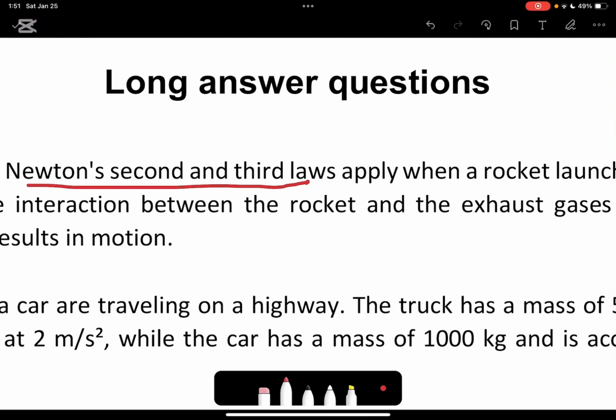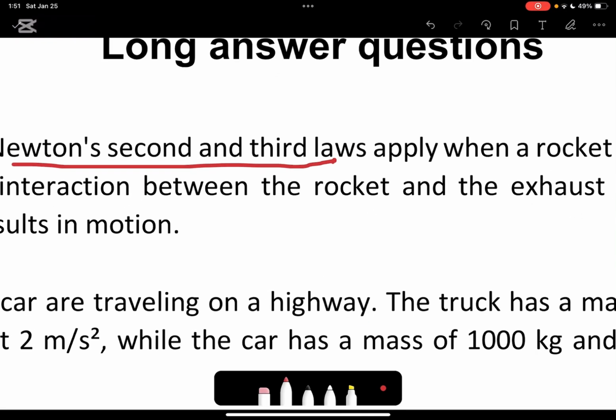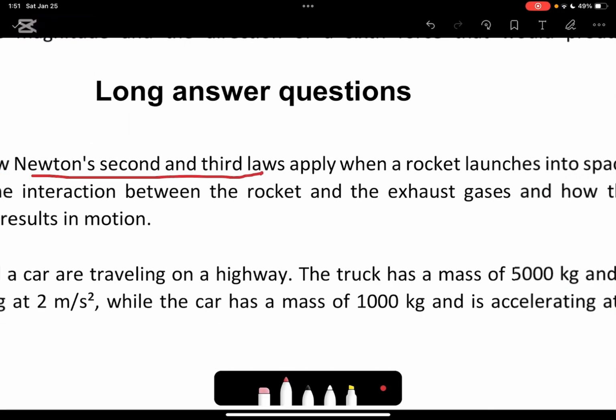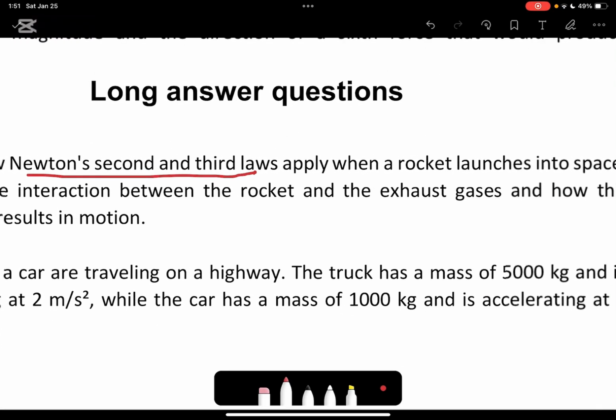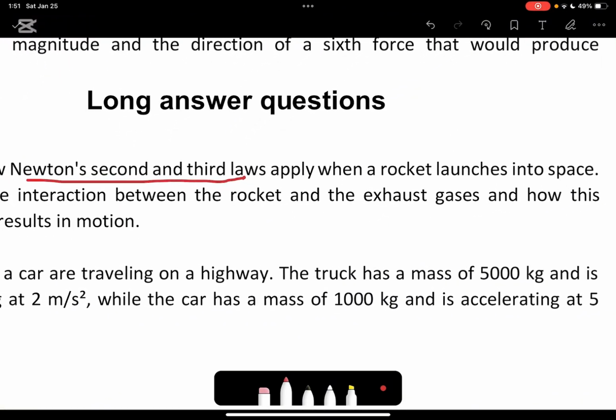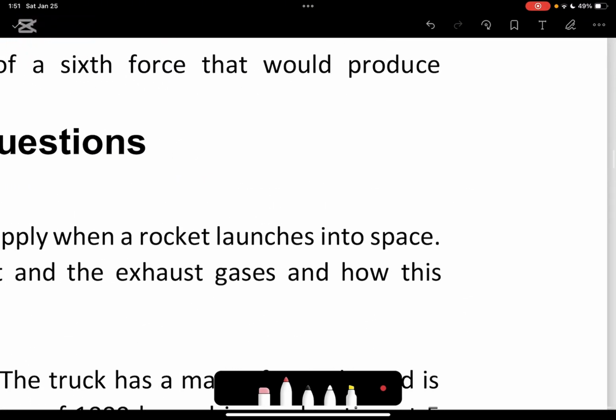Now, when you apply Newton's second law, force equals mass times acceleration, it describes how the rocket accelerates as its engines produce a constant force while its mass decreases as fuel burns. Of course a rocket is going to have fuel, so how would it move? Let's just draw a simple rocket.